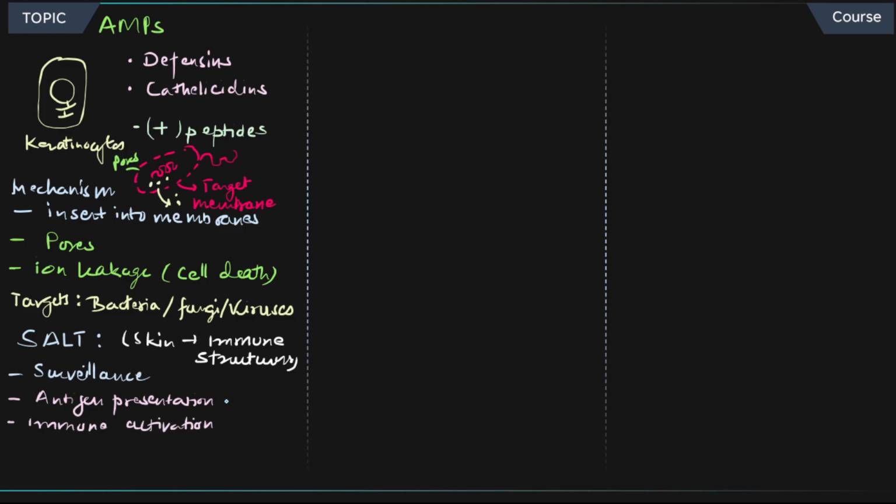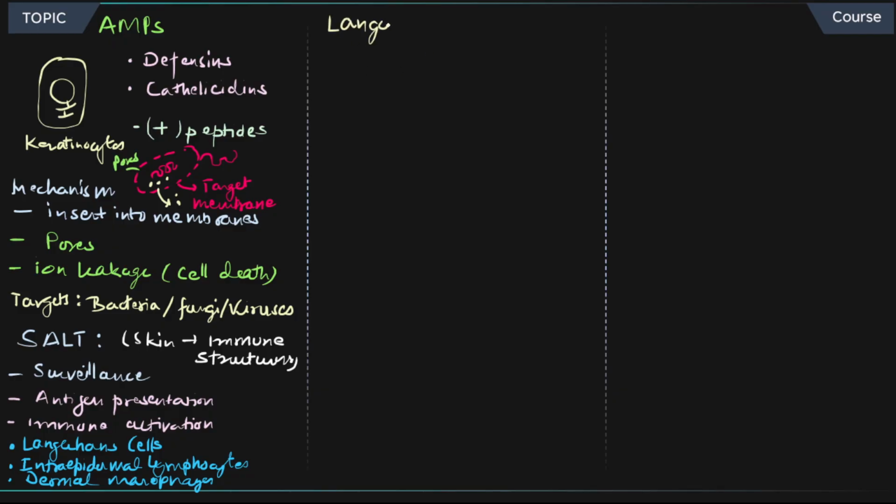And what are the components? You have component number 1, which is Langerhans cells. Really important cells of SALT. And then you have intraepidermal lymphocytes, present in the skin. Then you have dermal macrophages. The macrophages are present in the dermal layer of the skin.